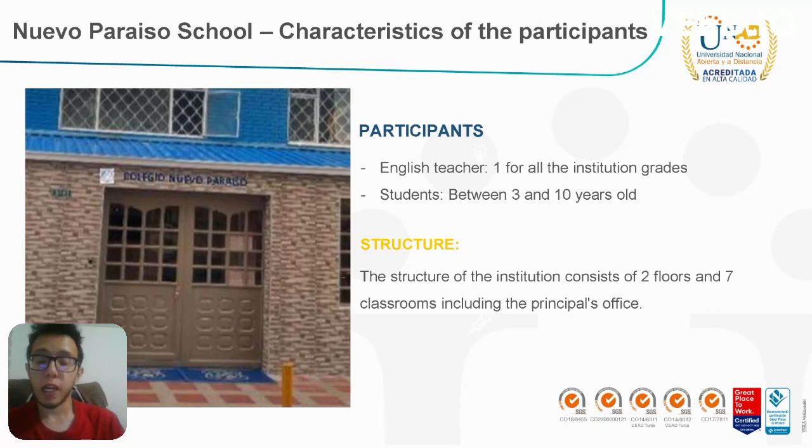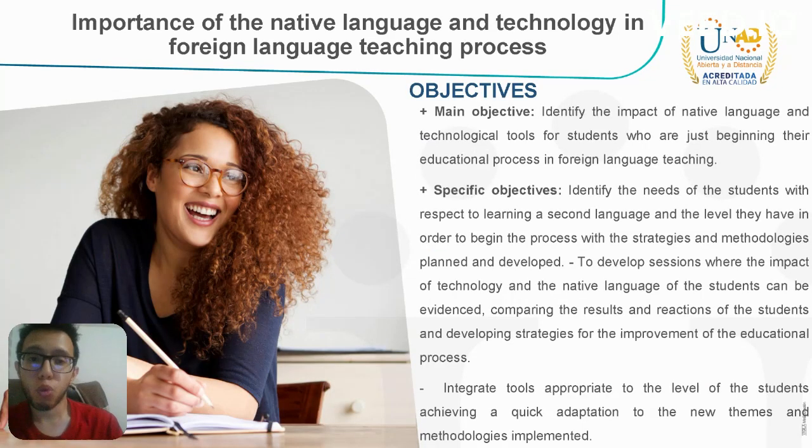years old. And the structure of the institution consists of 2 floors and 7 classrooms, including the principal's office. That means that we have 6 classrooms for all the institution grades from preschool to primary. Okay, so now let's proceed with the title of my research project and the objectives.